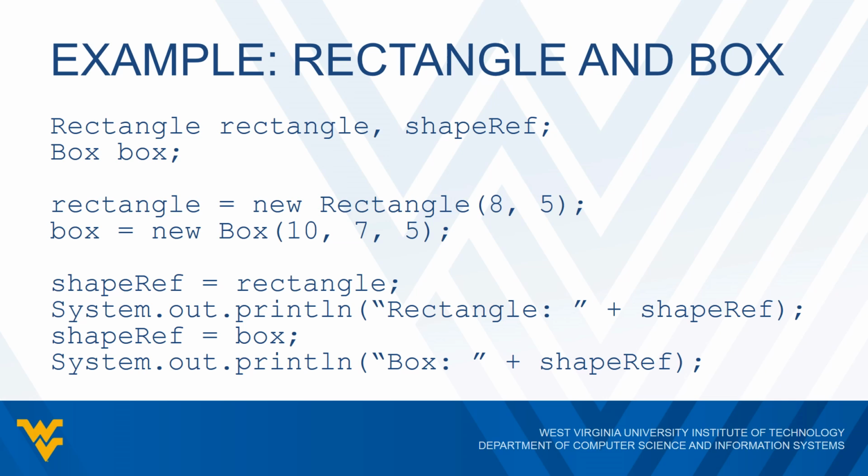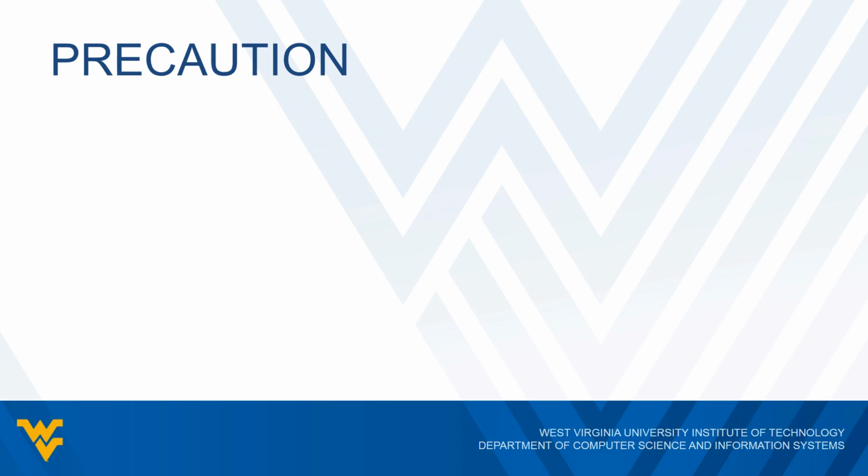So now what we're doing is we're going to have the object of box, at least the address of the object, be stored in shaperef. So now shaperef points to an object of type box instead of type rectangle. So when we do this print statement and we do box and then print out shaperef, shaperef is actually going to print the length, the width, and height of the box object. So here we're going to print that the length is 10, the width is 7, and the height is 5.